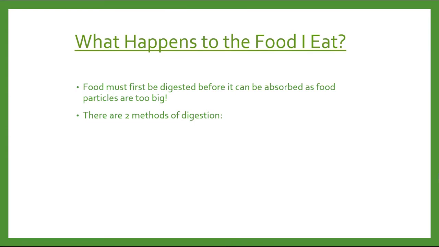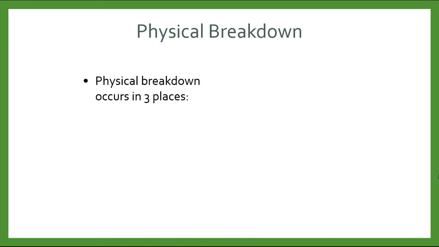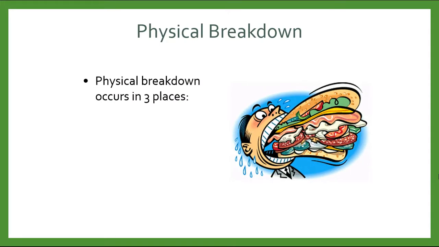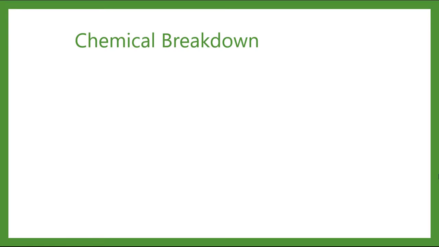So what happens when you sit down for a meal? How do we get these large food particles into something small that we can use? There are 2 main methods of digestion, physical and chemical, and we'll look at both. Physical breakdown occurs in 3 places: the mouth, the stomach, and the small intestine. And this is where things are broken down mechanically.